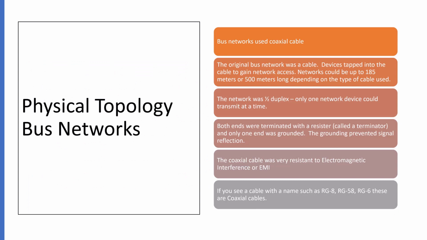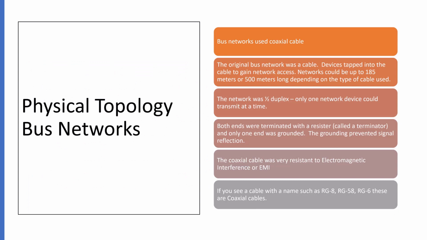In the bus network that we're going to discuss, the reason it's not used anymore is because it's very old. It was probably the very first physical topology that was in use in what could be considered a modern network, and it used coaxial cable. There were 2 types of coaxial cable it used, and depending on the type of cable you used, you could get either 185 meters in distance or 500 meters.